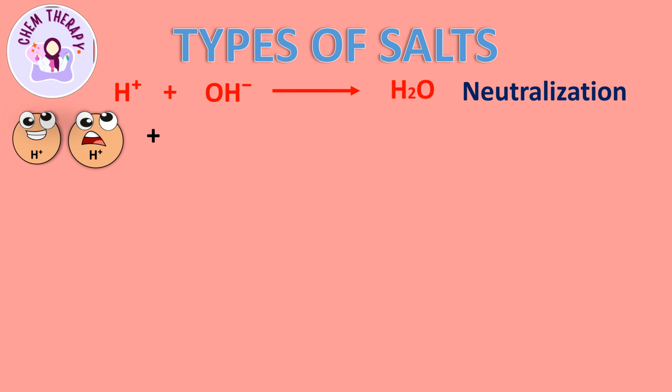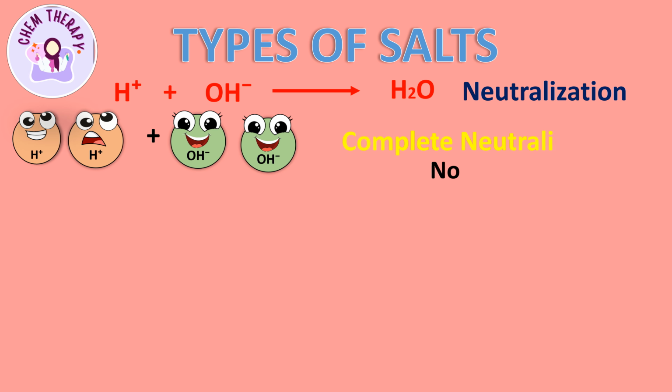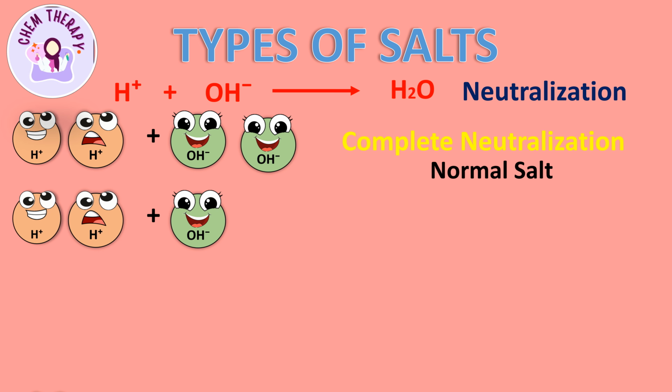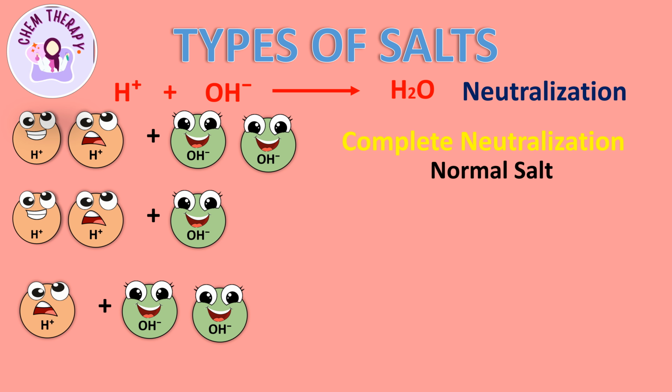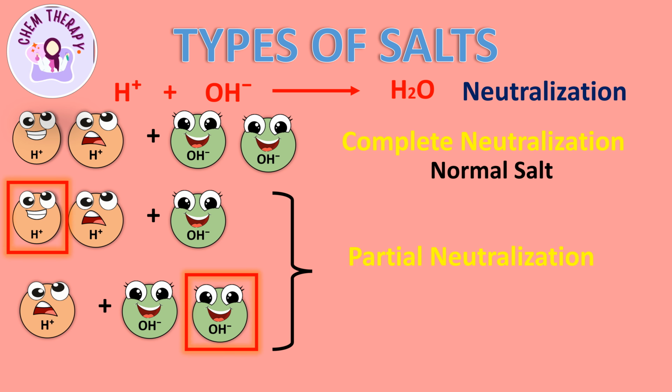If there are equal amounts of hydrogen and hydroxide ions, they completely neutralize each other, and the salt formed as a result is normal salt. On the other hand, if there are unequal amounts of hydrogen ions and hydroxide ions, they cannot completely neutralize each other. Hence, neutralization in this case is partial. We are always left with extra hydrogen ion or hydroxide ion, and that leftover hydrogen or hydroxide becomes part of salt. Hence, salt formed as a result of partial neutralization would be either acidic or basic salt.